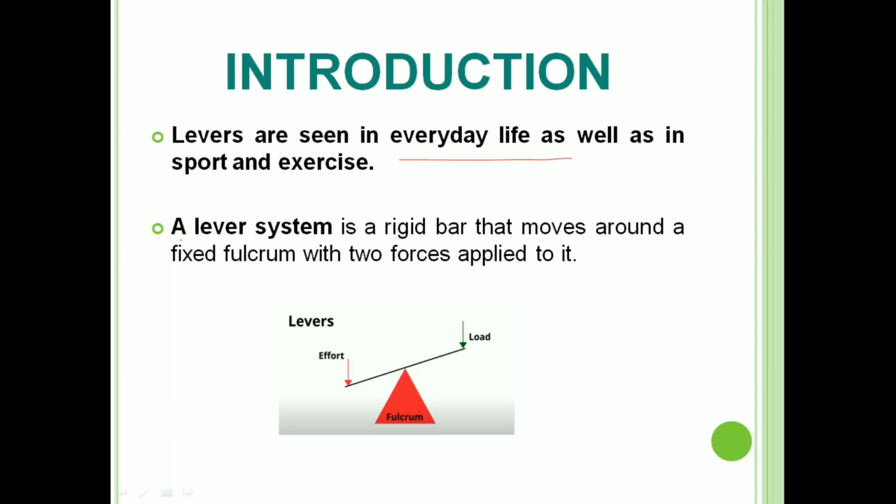A lever system is a rigid bar that moves around a fixed fulcrum with two forces applied to it. So as you can see in the picture, this is our fulcrum, the axis around which this rigid bar is going to move with the help of the two forces which are applied on either end of the rigid bar, known as load and effort.